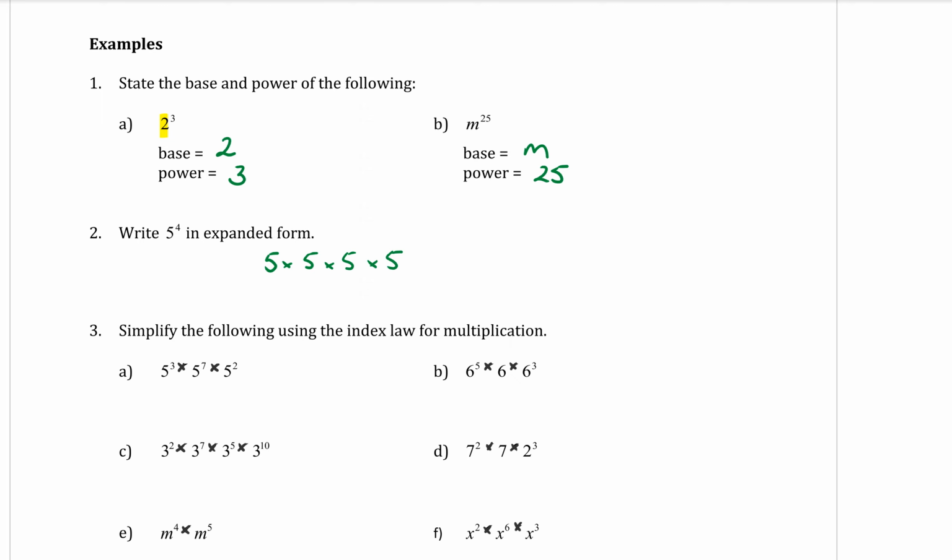That's expanded form. Could you also just write 5 times 4? No, that's 20, which is very different to that. Oh, yeah. Okay, so it has to be the same number multiplied together 4 times.